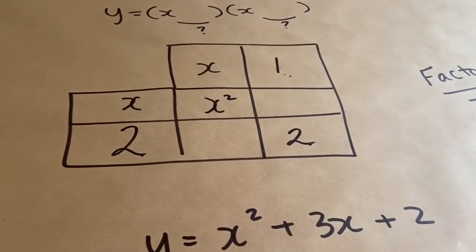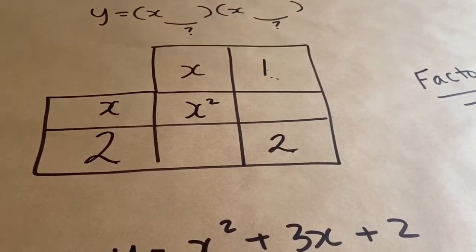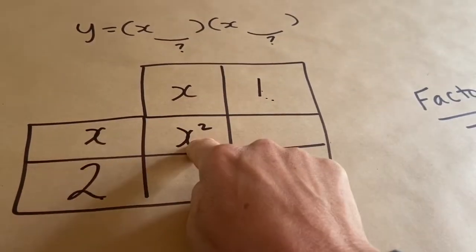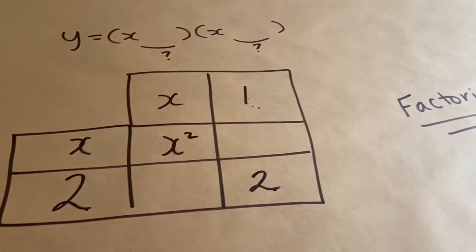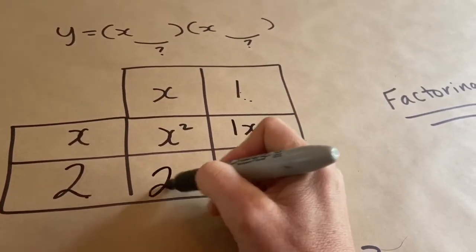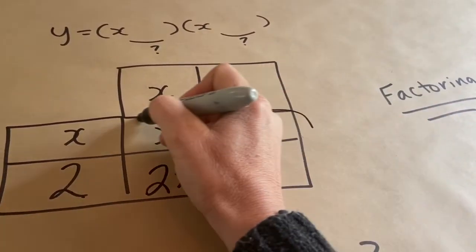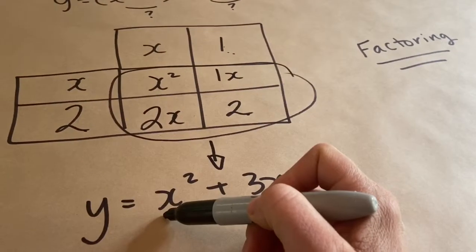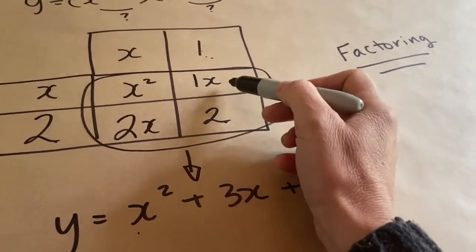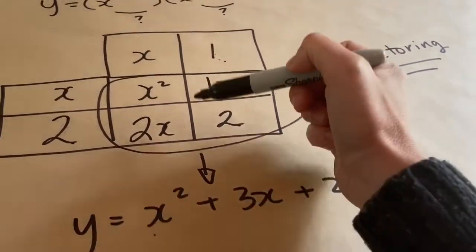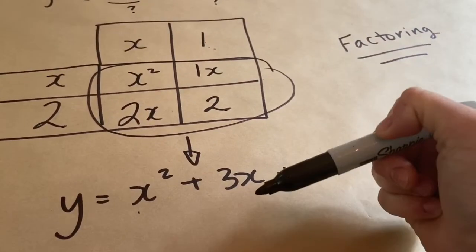Okay, so we want to fill in the chart. So we have guessed that here's a 2 and here's a 1. That means I'd have x times x is x squared. 1 times x is 1x. 2 times x is 2x. Let's look at this part on the inside and make sure it matches with this. I've got x squared, I've got 2, I've got 1x and 2x. Together that gives me 3x. Okay, so this matches with the standard form.